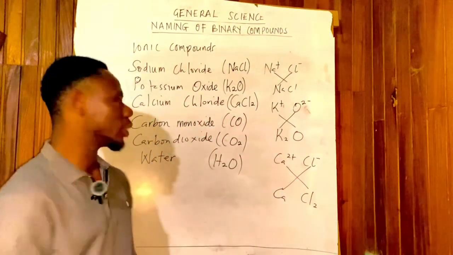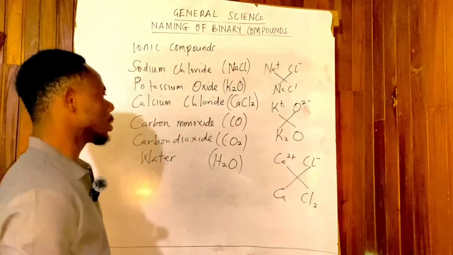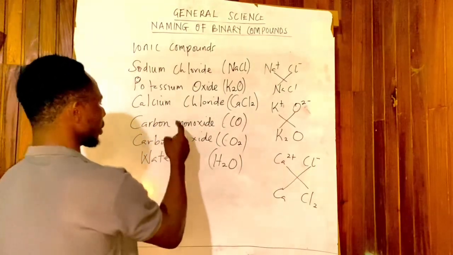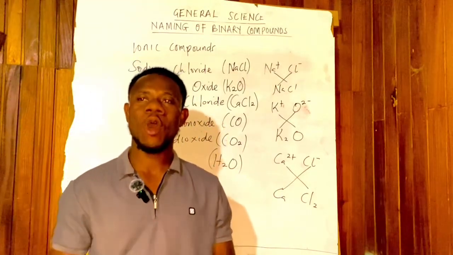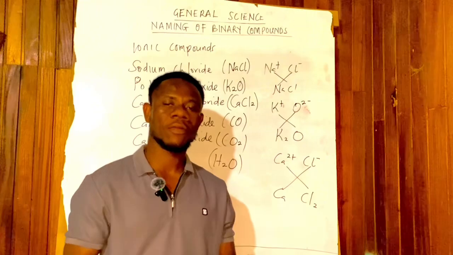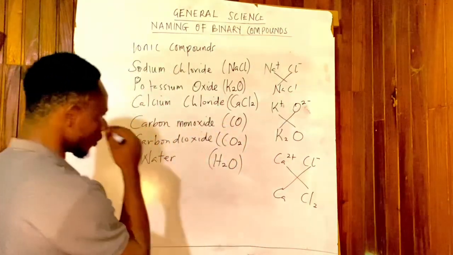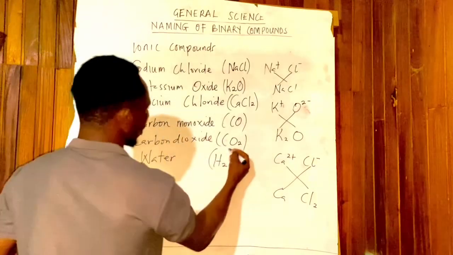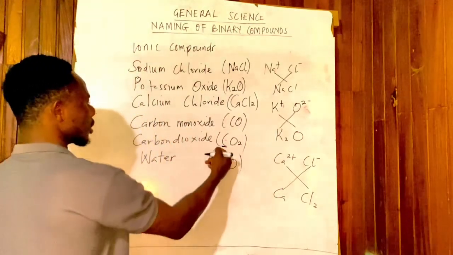Now you can see CO and CO2. There's a difference between carbon monoxide and carbon dioxide. Carbon dioxide is also called carbon 4 oxide. Why carbon 4 oxide? That is the oxidation state of carbon. So let's calculate the oxidation state of carbon.